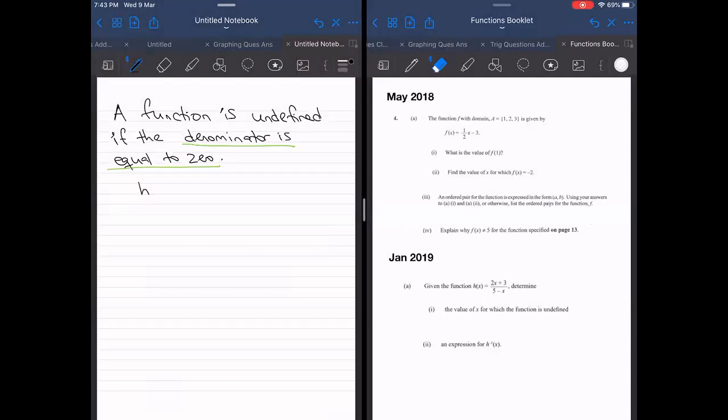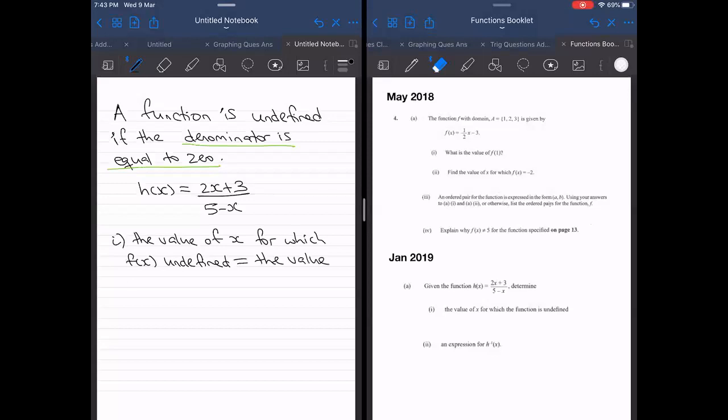So when they tell us that h of x is equal to 2x plus 3 over 5 minus x, and they ask the value of x for which f of x is undefined, what they're asking us for is the value of x that makes the denominator equal to 0.